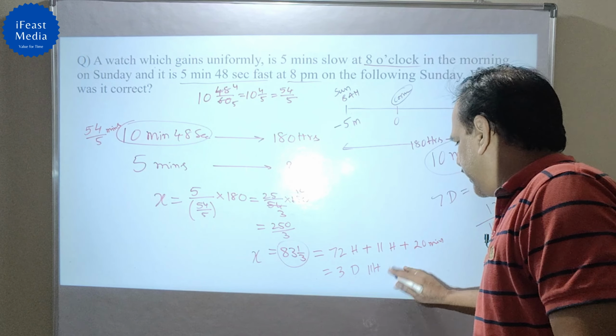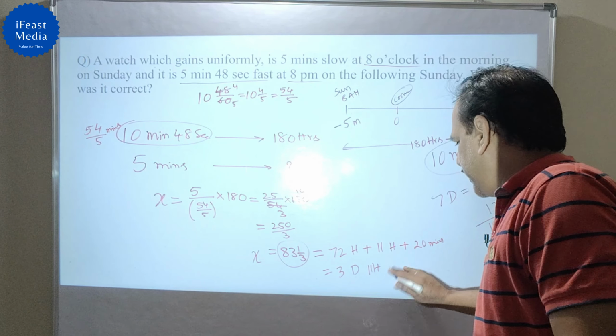So what is 3 days from 8 a.m. on Sunday? Wednesday morning 8 a.m. it will be 3 days completed. From there 11 hours means evening 7 p.m. From there it is 20 minutes. So 7:20 p.m. on Wednesday, it should be showing correct time.